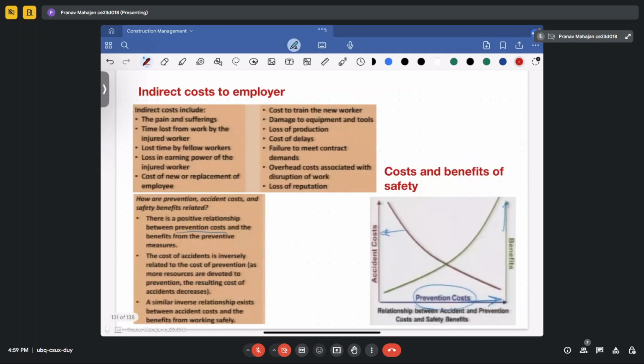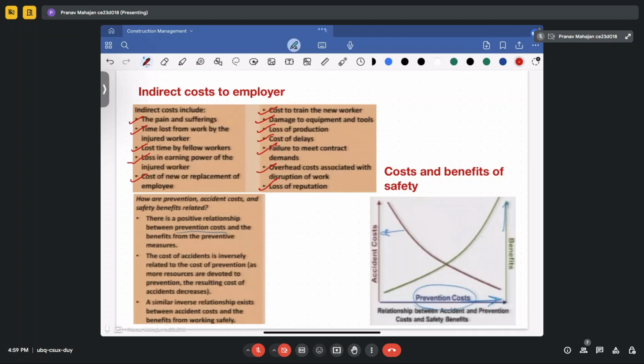Now, what are the indirect costs to the employer? They are the pain and suffering, time lost by the injured worker, time lost by the fellow workers, loss in earning power because of the injured worker, cost of a new or replacement employee, cost to train the new employee, cost of delays, loss of production, failure to meet the demands, overhead cost, loss of reputation, and damage to equipment. All of these are the direct as well as the indirect costs for the employer.